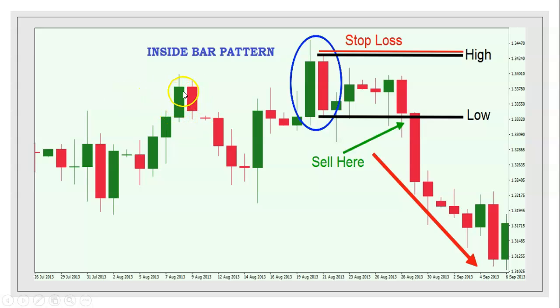In this case you notice that this inside bar broke out, and when it broke out downwards, it gave us a bearish move. Let's come back to this one that's been marked right here. Now look at this once again.